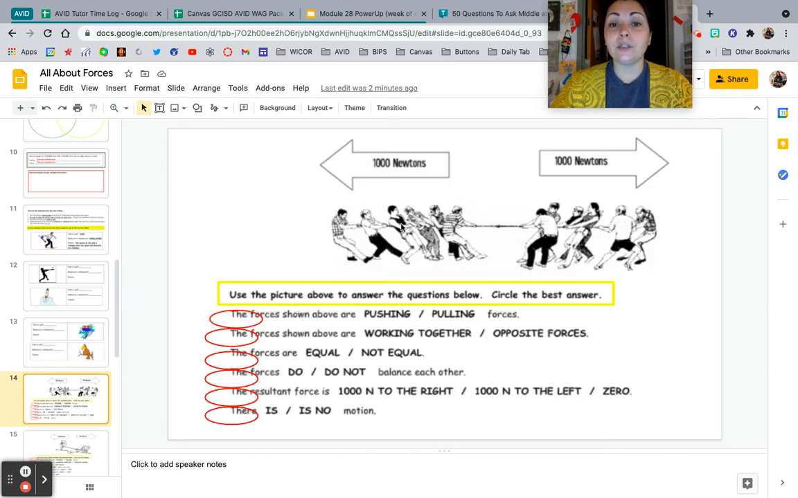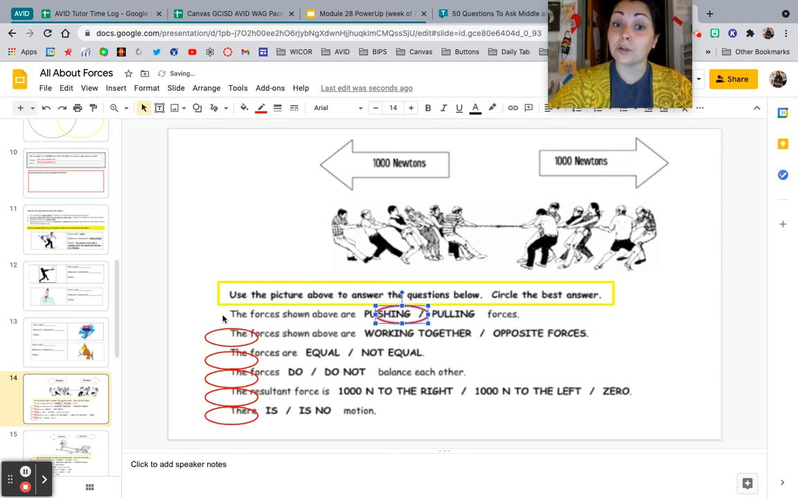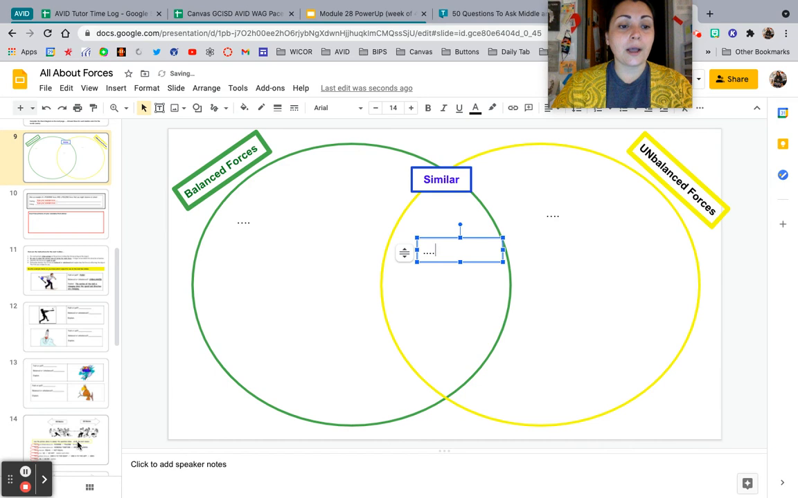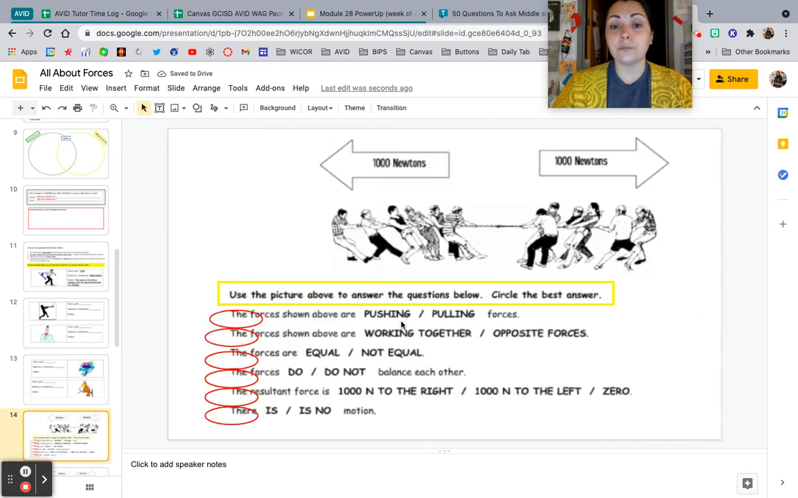Okay, for 14, you are going to look at this picture, 1,000 newtons and 1,000 newtons, and use the picture above to answer the questions below. Circle the best answer. Are the forces above showing pushing or pulling forces? I already did the circles for you, so you just move them to circle either pushing or pulling, working together or opposite forces, or equal or not equal.